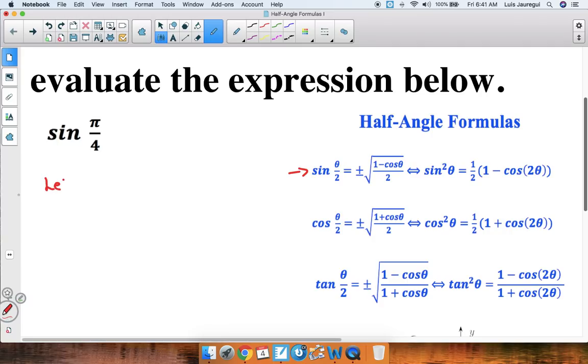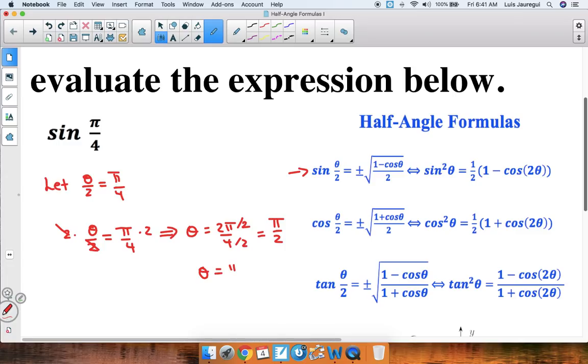Formally, we can say the following. Let theta over 2 equal pi over 4. Now, we need to solve for theta, so let's rewrite this equation. We have theta over 2 is equal to pi over 4. Let's multiply by 2 on both sides of the equation to isolate the theta. The 2's cancel, so you get that theta is equal to 2 times pi over 4. Now, let's divide both numerator and denominator by 2, so we get an equivalent fraction in the form pi over 2. So theta happens to be pi over 2.